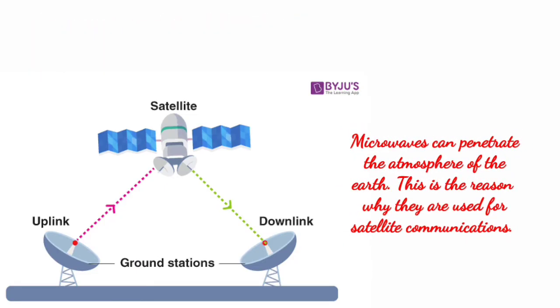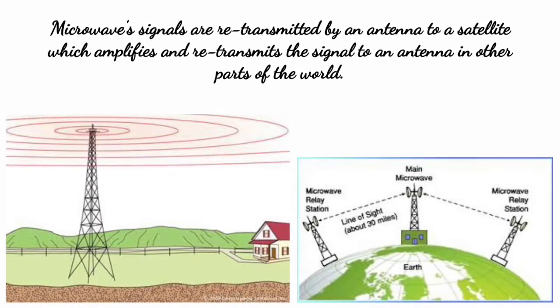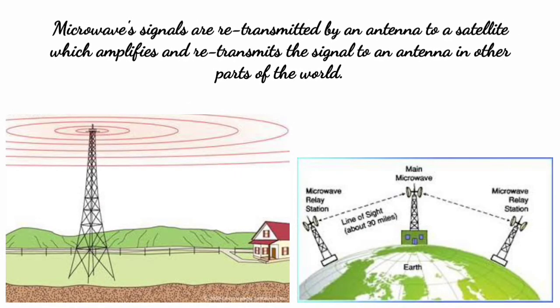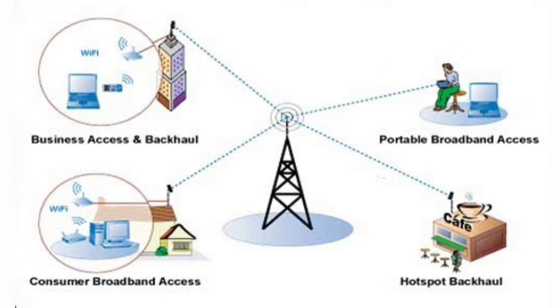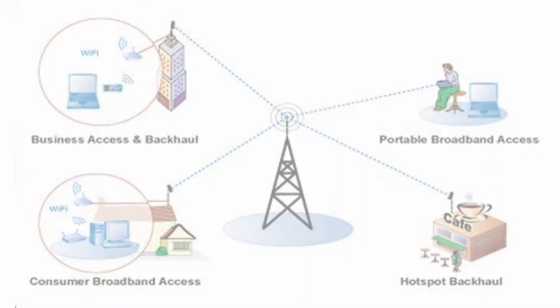Microwaves can penetrate the atmosphere of the Earth. This is the reason why they are used for satellite communications. Microwave signals are retransmitted by an antenna to a satellite, which amplifies and retransmits the signal to an antenna in other parts of the world. This is how we communicate with the rest of the world. Most communication satellites are used to send and receive radio signals for telephone services, while the rest are for television broadcasting, scientific research, and weather forecast.